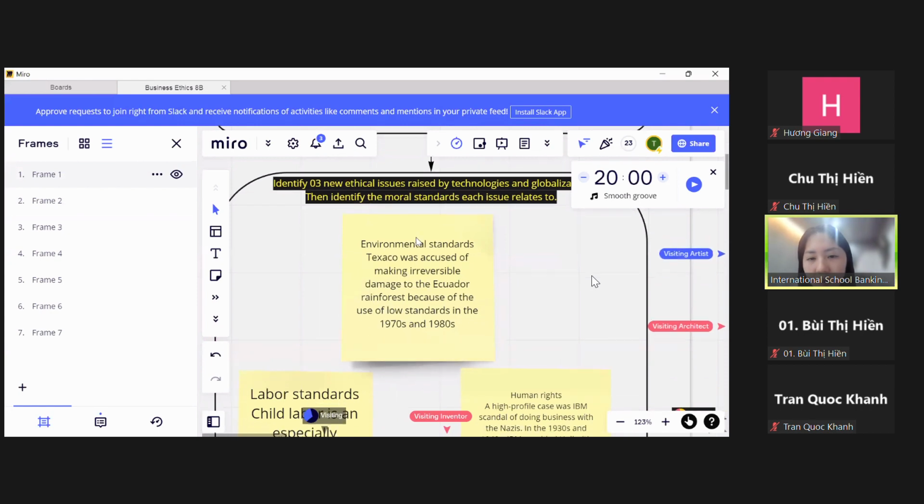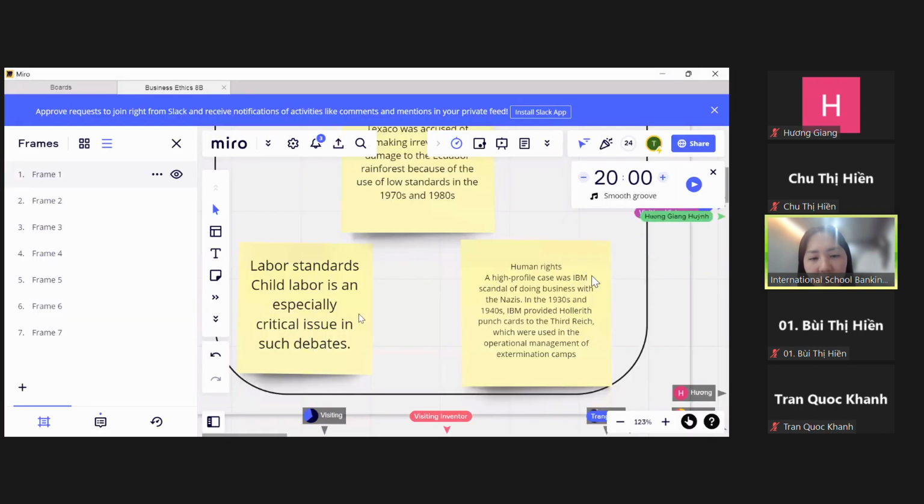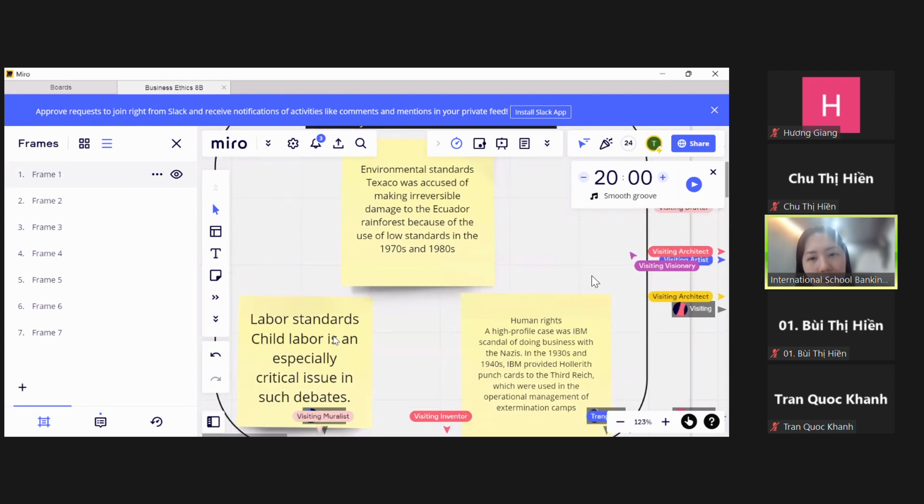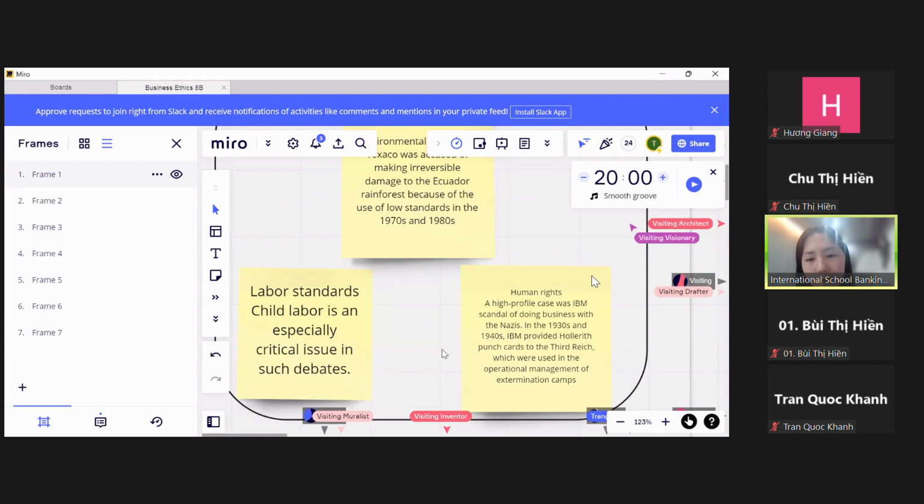Okay, this is very good one, okay. One company was accused to damage the natural environment. So it violates the environmental standards. Child labor, yeah, also a good one. Human rights. So this is IBM's case.